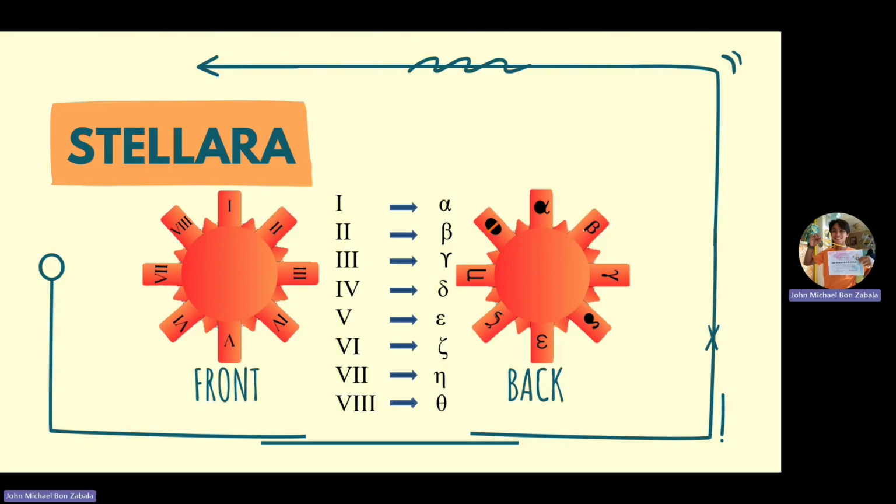At the back of the Roman numeral 1, we have alpha. At the back of the Roman numeral 2, we have beta. At the back of the Roman numeral 3, we have gamma. At the back of the Roman numeral 4, we have delta. At the back of the Roman numeral 5, we have epsilon. At the back of the Roman numeral 6, we have zeta. At the back of the Roman numeral 7, we have eta. And lastly, at the back of the Roman numeral 8, we have theta.